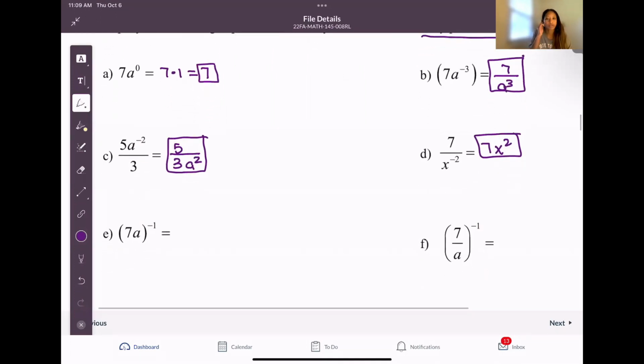I'll pause really quickly on the first 4. Any questions so far? Remember, with negative exponents, we move the term from the numerator to the denominator or denominator to numerator and make the exponent positive. For part E, 7a to the negative first power, this would be 1 over 7a to the positive first power, but the first power is just 1, so 1 over 7a.